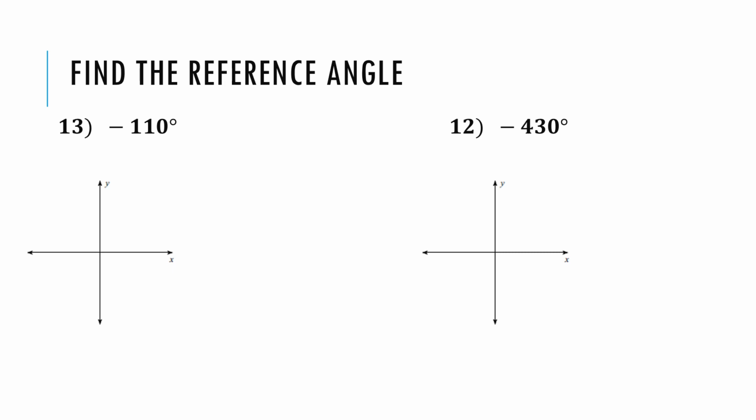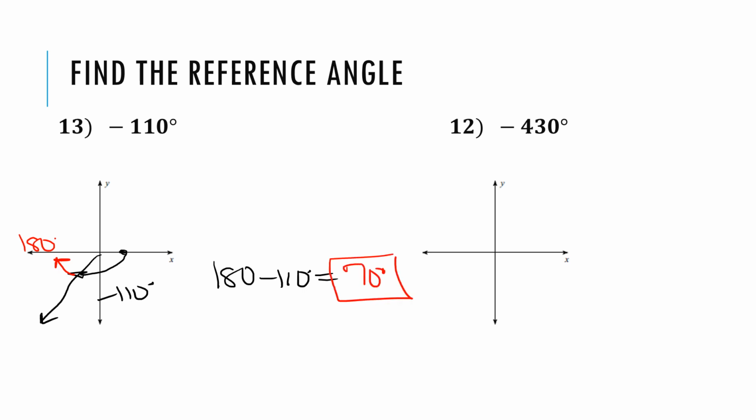So in this case, we're going to travel the opposite direction, start on the positive x, but travel down and around to get us to negative 110 degrees. Again, we're still looking for the closest value that we can get to for our x-axis. So the closest is to go back to 180 or go to negative 180. So if I take 180 degrees and subtract 110, that will give me a difference of 70 degrees, which is my reference angle. There you go.